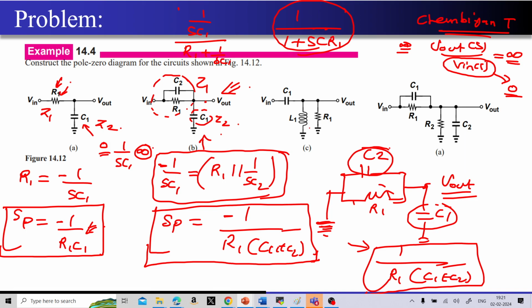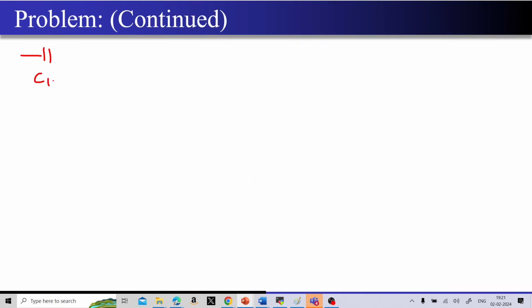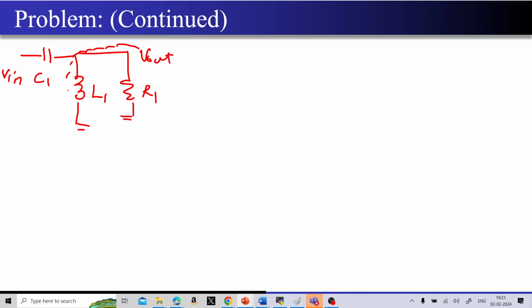Now let's go for this particular circuit. I will just draw it again over here. You have C1, you have L1, and you have R1 that is present. You have V in and you have V out. Now I will be taking this complicated network as Z2 and this as Z1, correct? So now we just have to equate the impedances, negative of each other, to find the pole, correct?